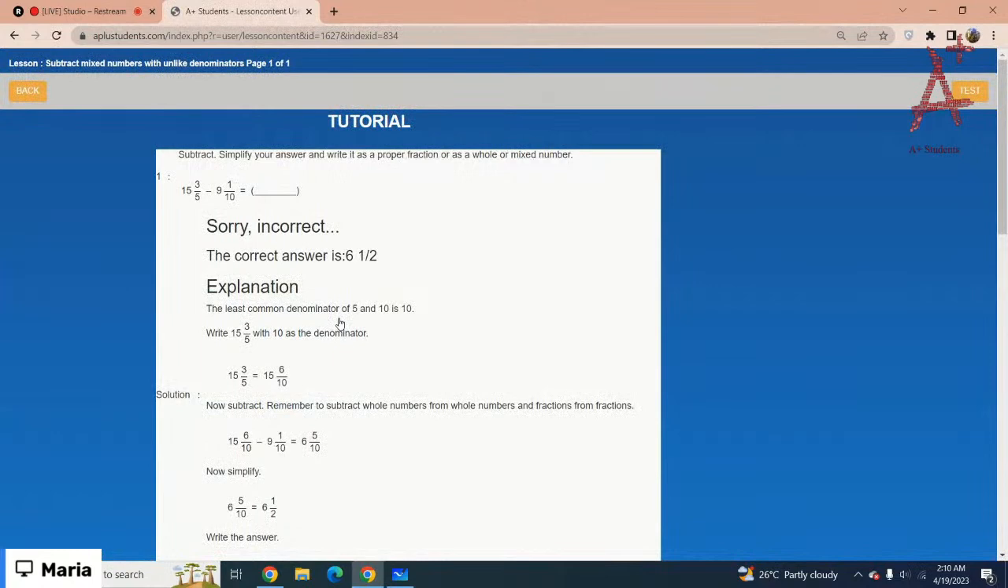Now we're going to subtract mixed numbers that have unlike denominators. Got it? So first we need to make their denominators the same. The first example is 15 whole 3 by 5 minus 9 whole 1 over 10. Just look at this fraction 3 over 5. You need to make that denominator equal to 10, because the common denominator is 10. So you need to multiply this fraction by 2. You just have to multiply the fractional part. 2 times 3 is 6 and 2 times 5 is 10. The whole number remains the same.